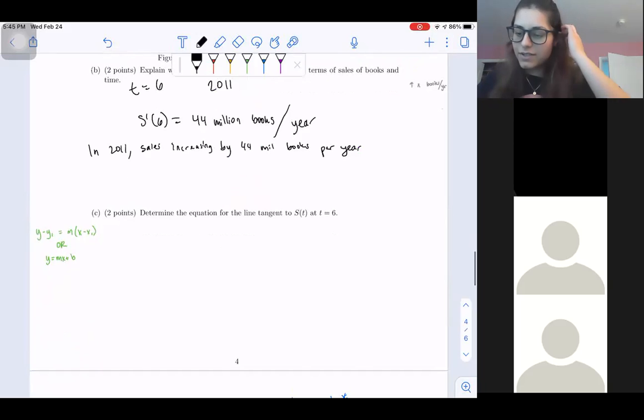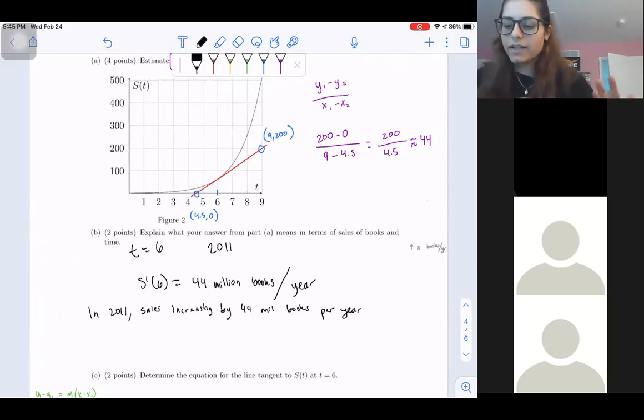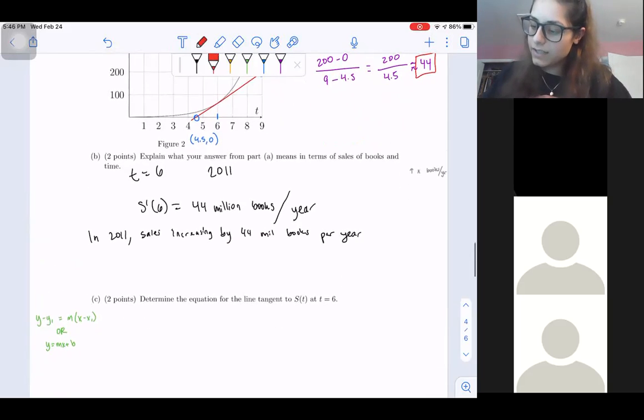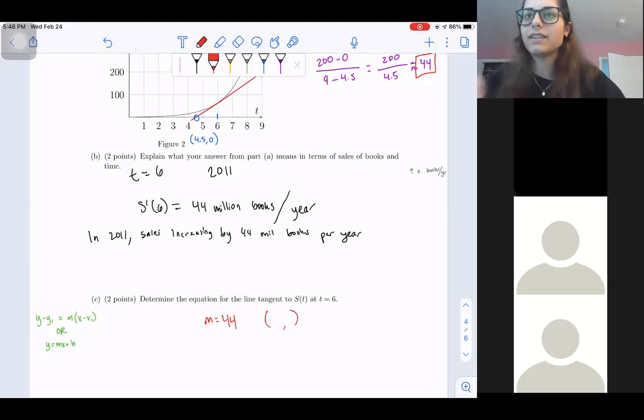All right, so determine the equation for the line tangent to S of T at t equals 6. We already did most of this for part C. We drew our tangent line, and we found the slope. We want to find the equation of that line, and we can use the slope that we calculated here. So we found that m equals 44, right? We need one other thing to form our equation, so I will just choose a random point off that tangent line.